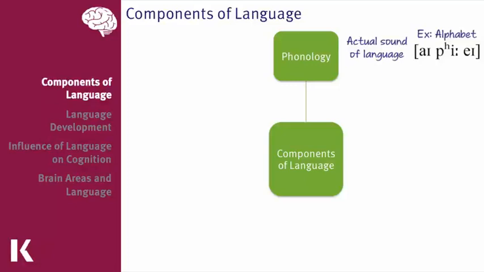The International Phonetic Alphabet, or IPA, transcribes language into its phonemes. So the abbreviation IPA has phonemes denoted by the letters and symbols in the brackets on the screen.